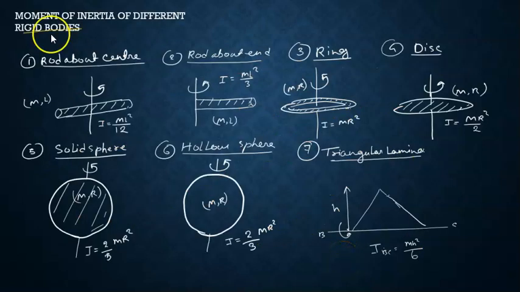So let's go next. Here we will see the moment of inertia of different rigid bodies. First of all, the rod about its center, that is I equals ml square by 12. A rod about its end, that is I equals ml square by 3. In case of ring, I equals mr square. In case of disk, I equals mr square by 2. Solid sphere, 2 by 5 mr square. In case of hollow sphere, I equals 2 by 3 mr square, and a triangular lamina, which is important, I equals mh square by 6, where h equals the height of the triangular lamina.